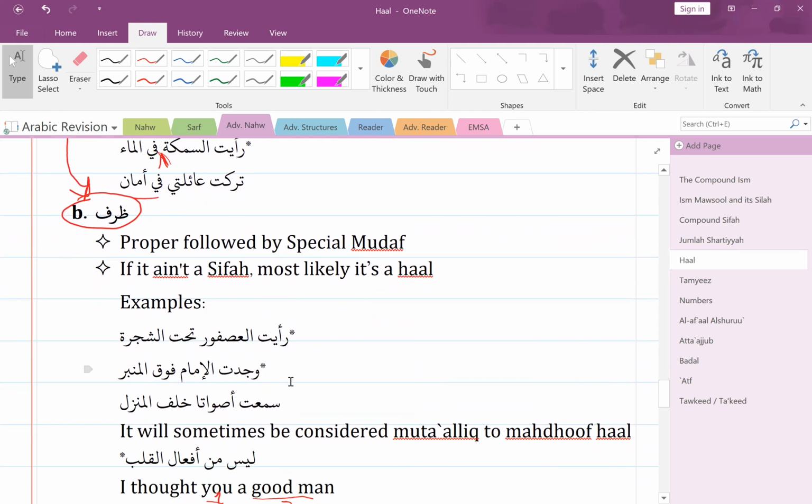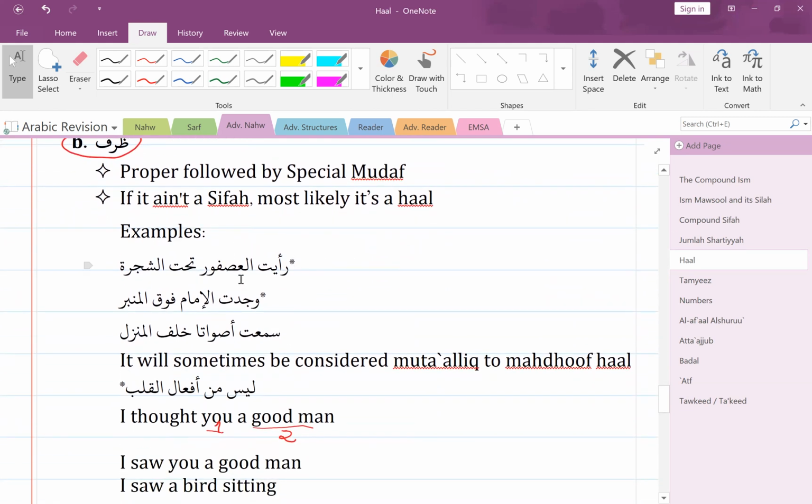Same thing you would find with dharf. Like, if I say رأيت العصفور تحت الشجرة, I physically saw with my own two eyes a bird under a tree. How did I see the bird? Sitting, or it's assumed there's something missing here, like sitting, perched, feeding, walking, whatever. Like, I saw the bird existing under a tree. So it kind of answers the question, how did I see the bird?